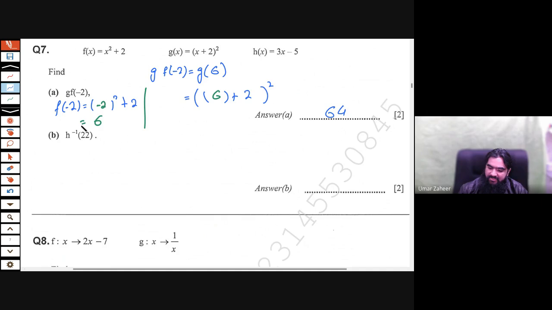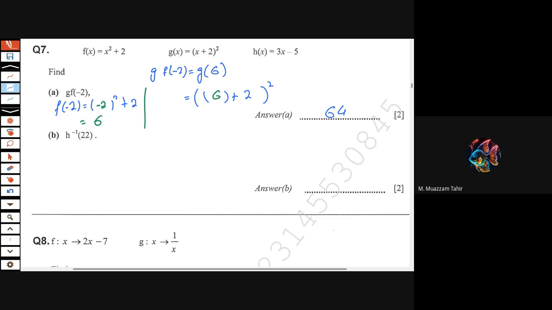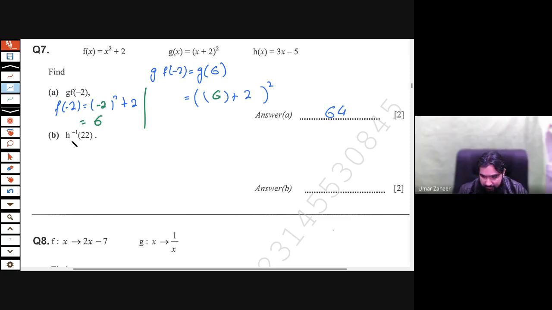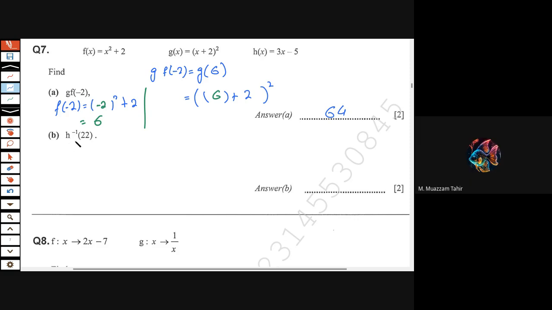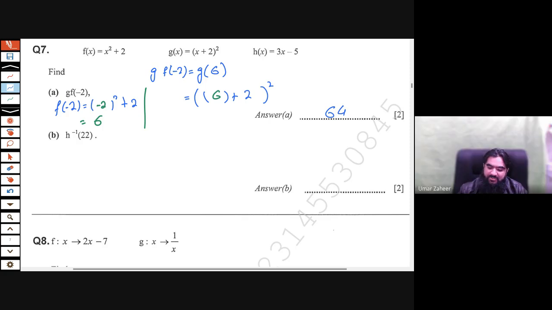Yes, we have to find h inverse of 22. What will we do first? Make h(x) equal to y. h(x) is equal to 3x minus 5. You have to take it equal to y, 3x minus 5. Okay, make x the subject.